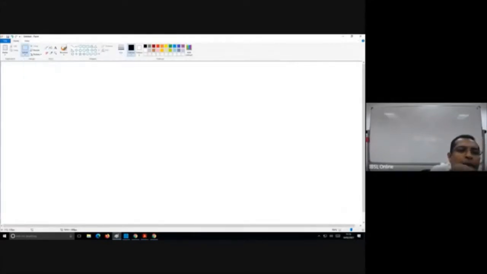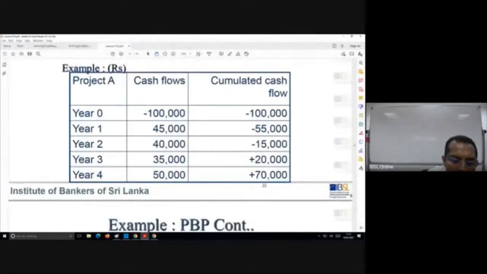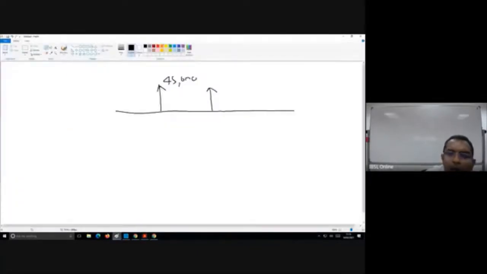Right? This is the cash flow. First year, you will get cash 45,000. Second year, you will get 40. Okay. Third year, you will get 35K. Fourth year, you will get 50K. Year 1, year 2, year 3, and year 4, right?